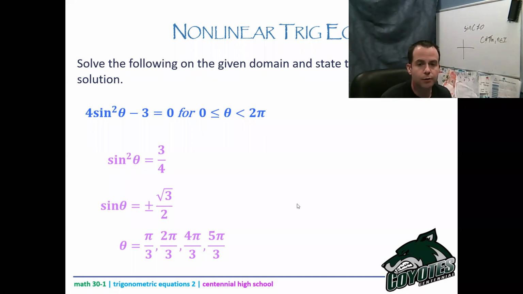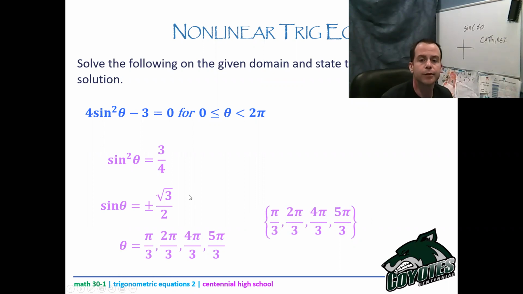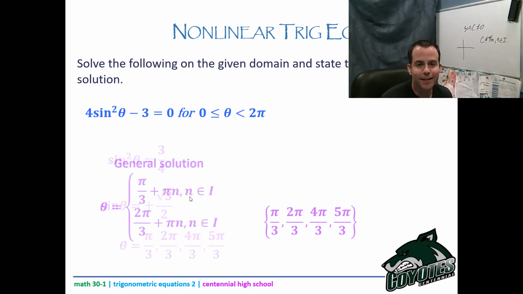So the general, so there's my solution set. Sorry, I got carried away. I forgot to write it in the solution set first. And then there's my general solution. So pi over 3 plus pi n, and 2 pi over 3 plus pi n.